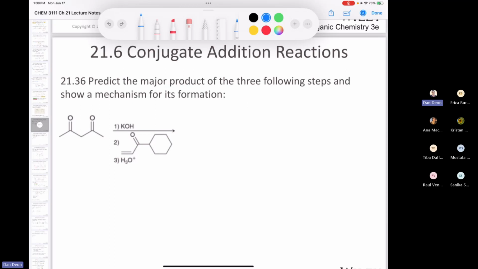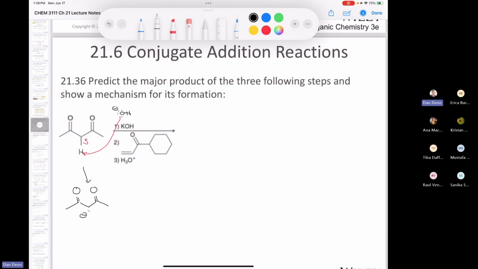So for the first step, do I really need to draw the mechanism? Probably not, because the first step is just going to be deprotonation, right? I have hydroxide from my potassium hydroxide, which looks like this. I end up abstracting a proton, and I end up with the doubly stabilized enolate. Again, I probably didn't need to draw this for you, but whatever.